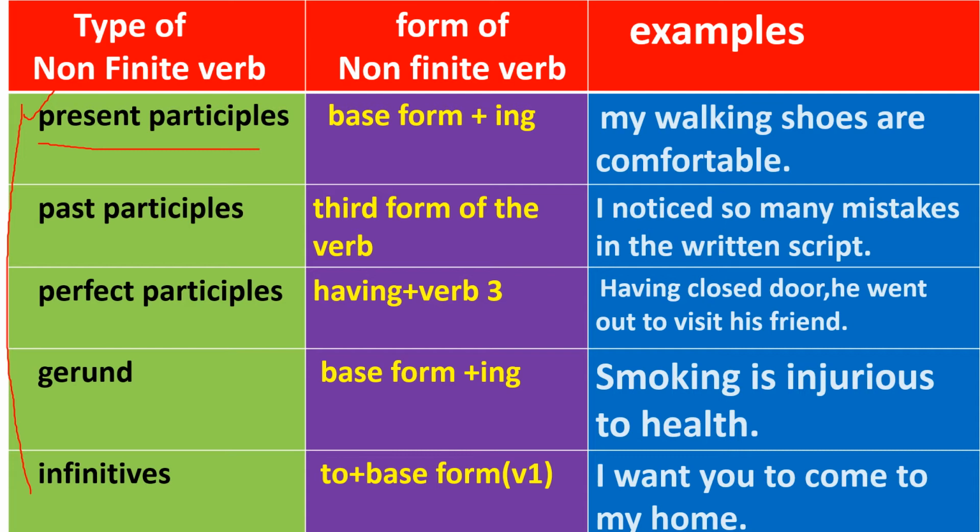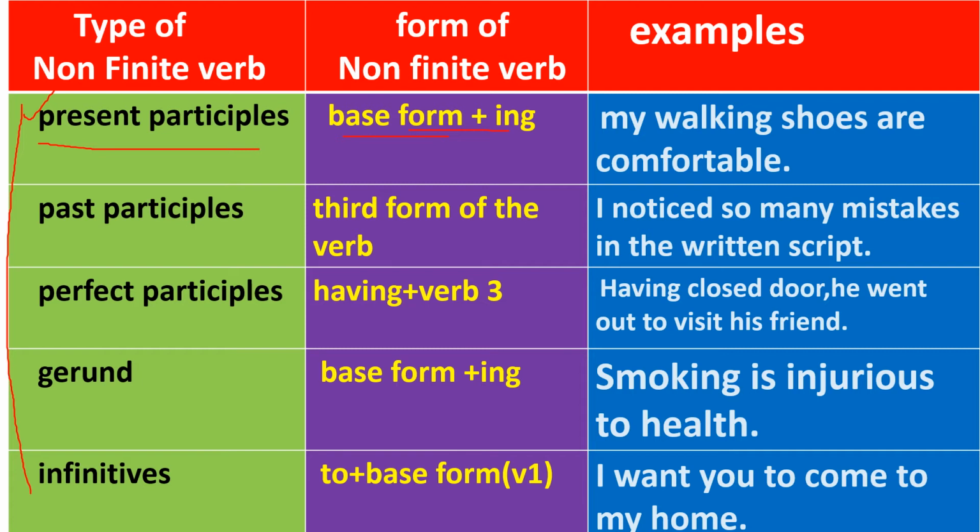Base form plus ing form. Base form means the first form of the verb, that is called verb 1, plus ing, like eat plus ing, eating, work plus ing, working, drink plus ing, drinking, writing, going, walking. These are all called present participles without any helping verb or auxiliary verb. Okay, you need not write any auxiliary verb before that present participle. Only the present participle is called as non-finite verb.